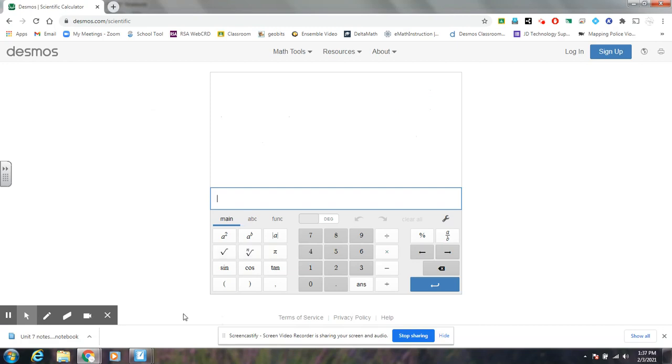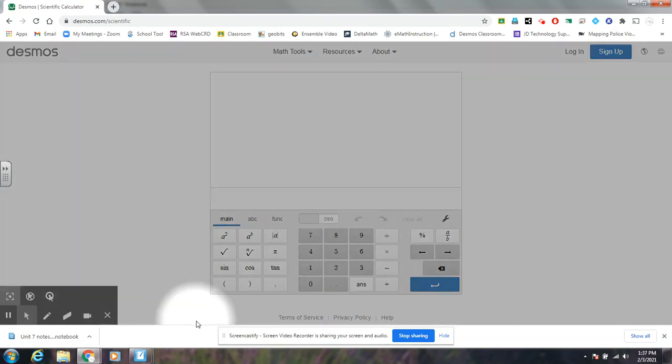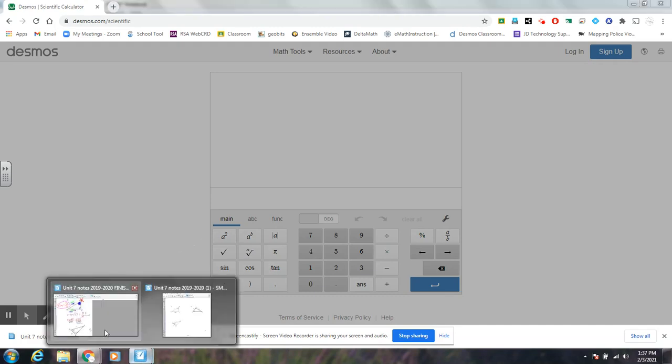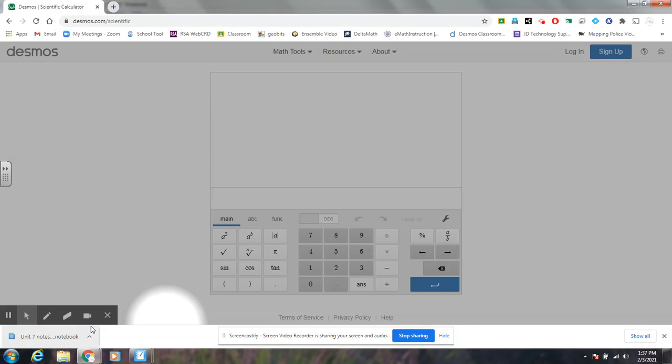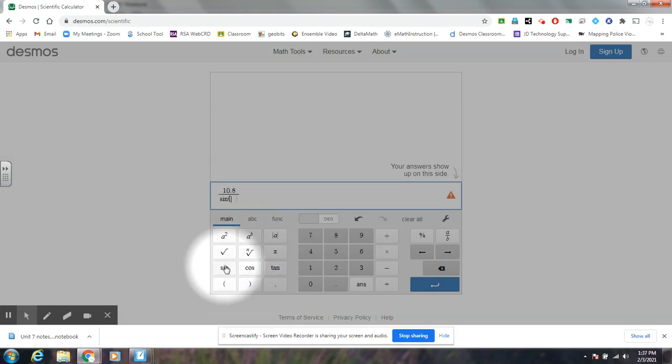All right, so we can see right here my sine. Let me highlight it for you here. There we go. We have our sine, cosine, and tangent. So for this problem, to find the answer, we have 10.8 divided by the sine of 57. So I'm just going to type that in. 10.8 divided by sine 57.